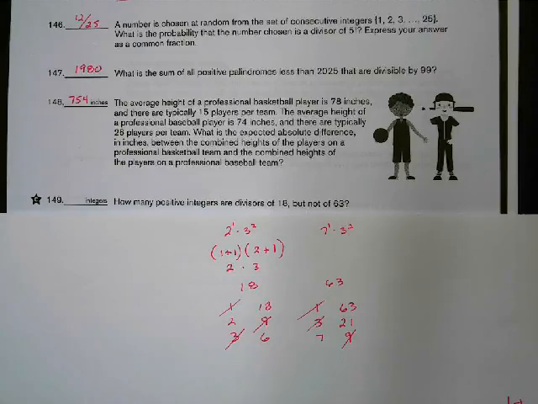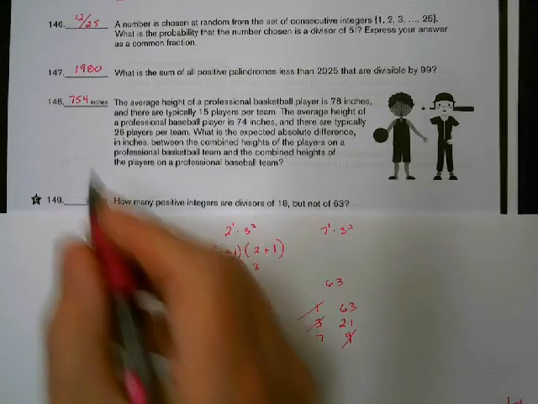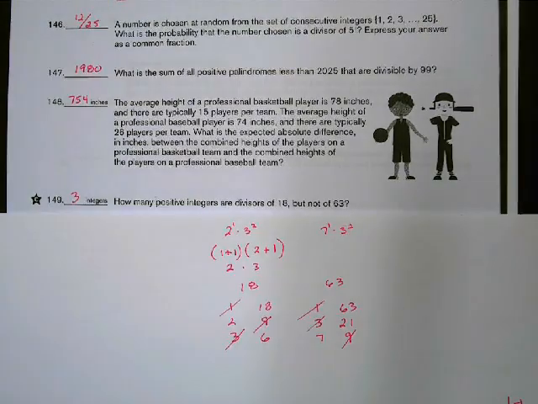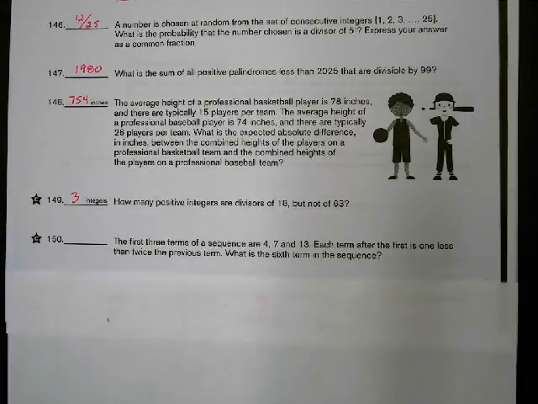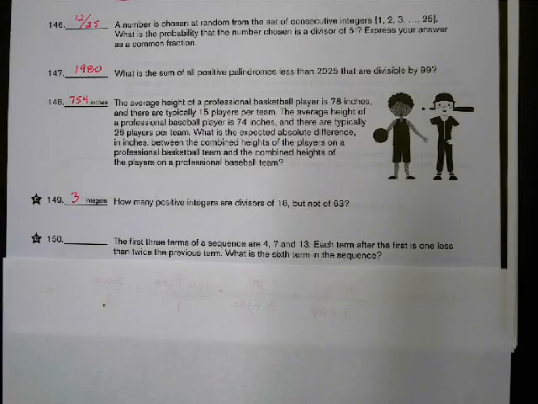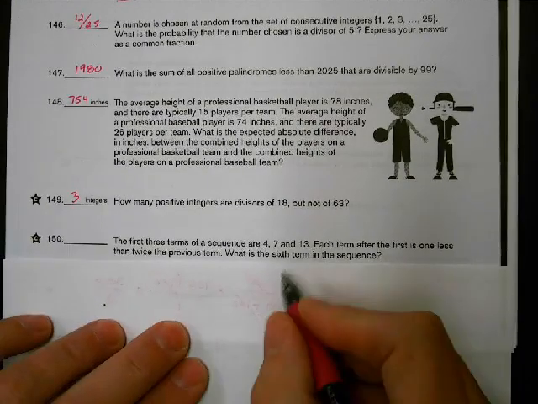Should have thought harder. All right, so the first 3 terms of the sequence are 4, 7, and 13. Each term after the first one is 1 less than twice the previous term. What is the 6th term in the sequence? All right, so I've got 4th, 5th, 6th.